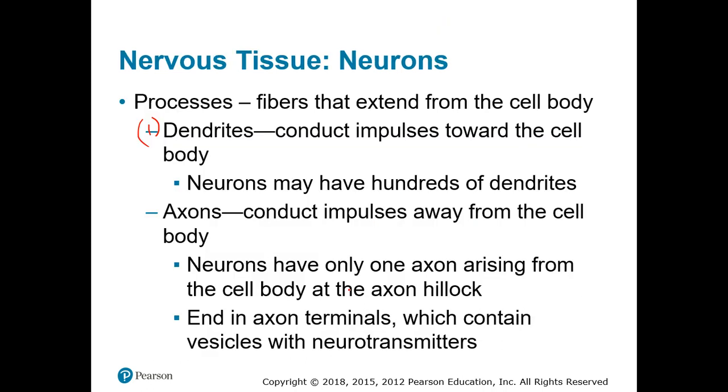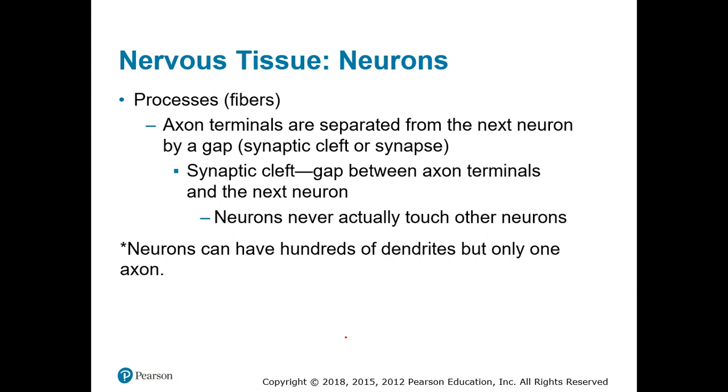Now, oftentimes axons end in something known as axon terminals that we mentioned in the muscular system. And these axon terminals contain little vesicles that have neurotransmitters. Specifically, in the muscular system, we learned how that neurotransmitter was called acetylcholine. Now, axon terminals are separated from one neuron to the next by something called a synaptic cleft, or sometimes called a synapse. We learned about this again in the muscular system.